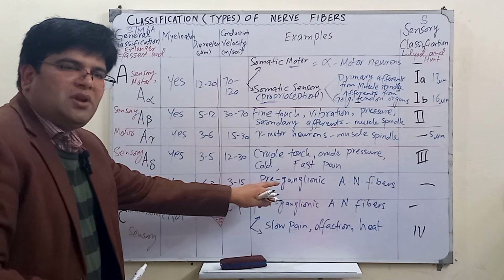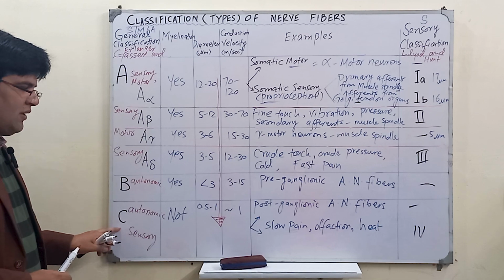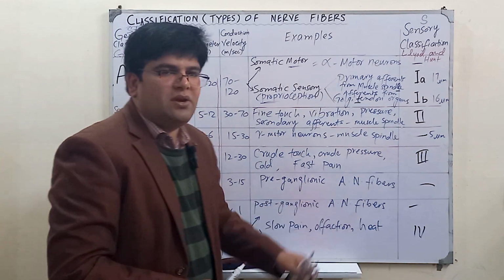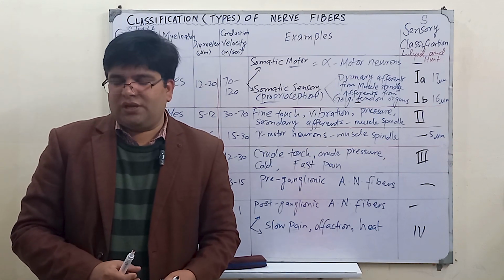The preganglionic autonomic nerve fibers, they belong to B category of nerve fibers, and C type of nerve fibers, they belong to postganglionic autonomic nerve fibers. So you may get different types of questions in your exam, and you must not be confused in answering those questions.